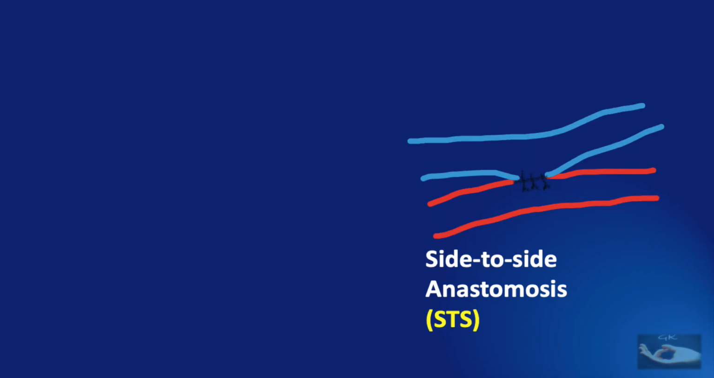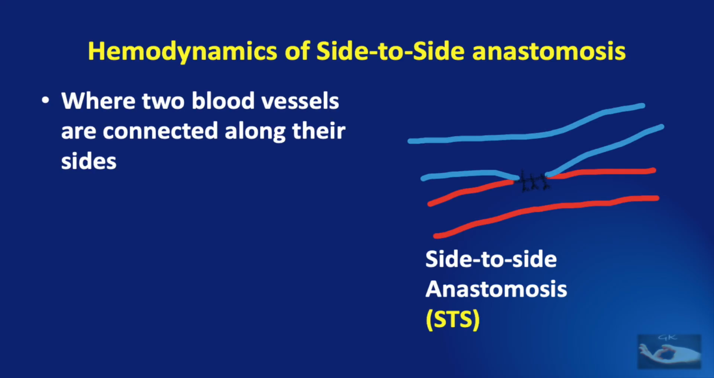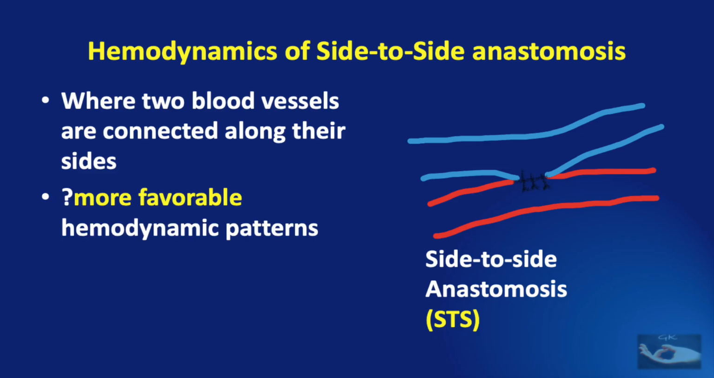But there is also a technique known as side to side anastomosis for radio-cephalic fistula. When two blood vessels are connected along their sides, creating a smooth, even flow of blood between them, it is often considered to produce more favorable hemodynamic patterns compared to an end to side anastomosis with less turbulence. Is it really so? Let us have a look.